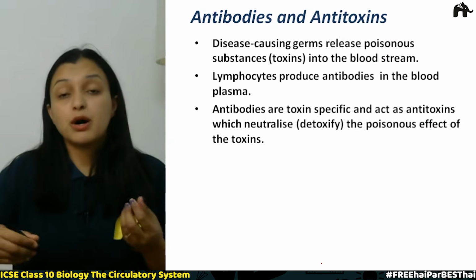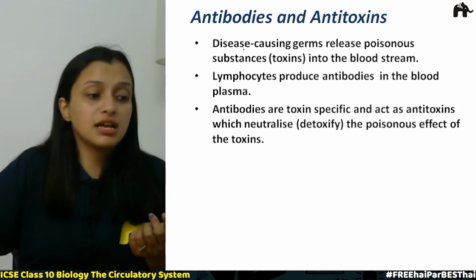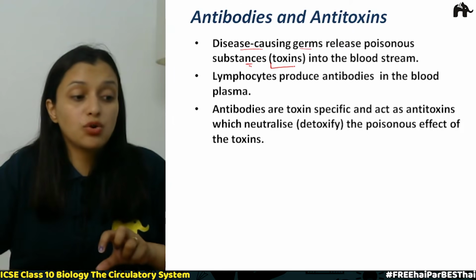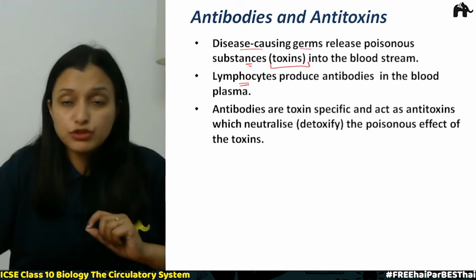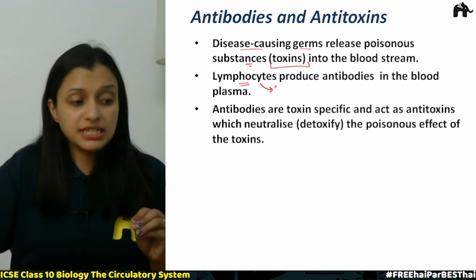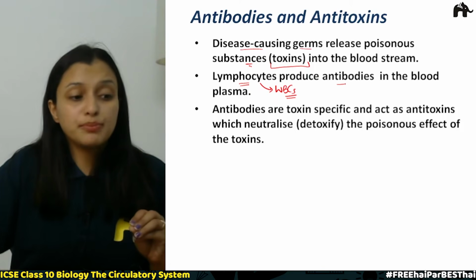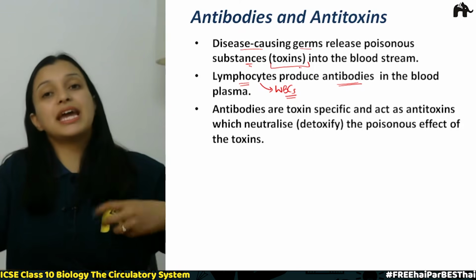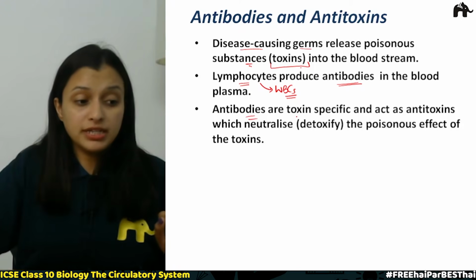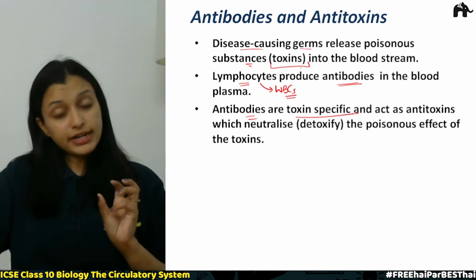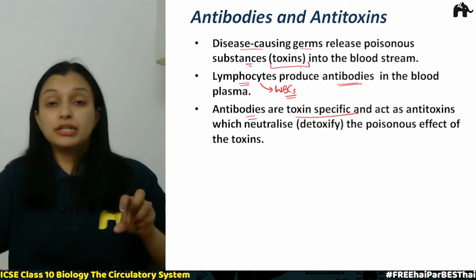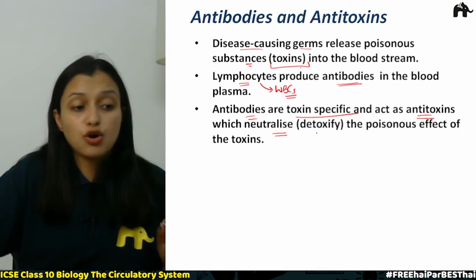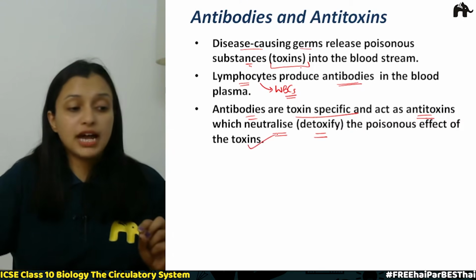As we were talking about antibodies or antitoxins, when disease causing germs enter our body, they release some poisonous substances called toxins into our bloodstream. The lymphocytes, the WBCs present inside our body, produce antibodies against these toxins, right? So we can also call them antitoxins. Clear? Now the antibodies are toxin specific. Whatever antibody is produced by our body is specific to that particular toxin and acts as an antitoxin which neutralizes or detoxifies the poisonous effect of that toxin, right?